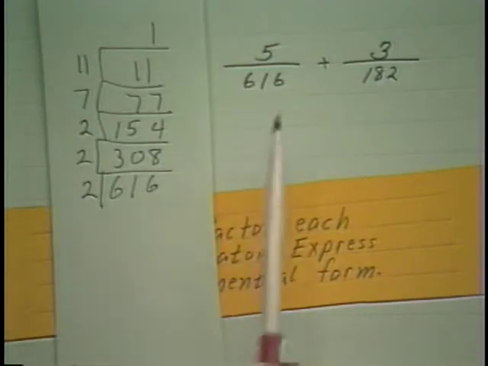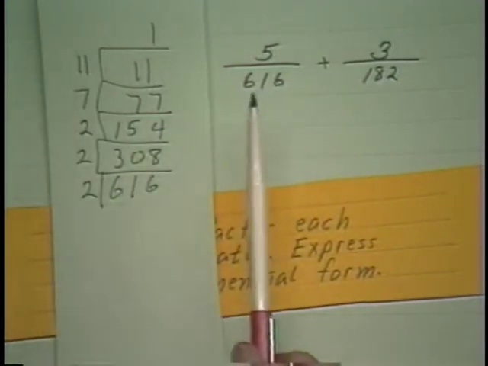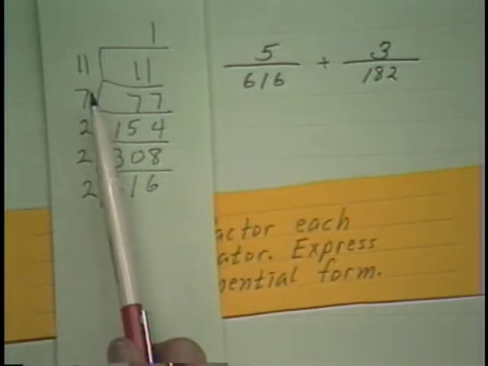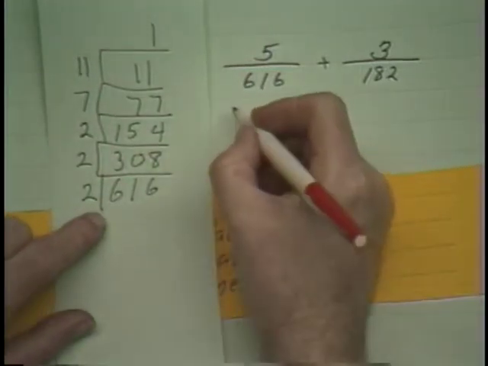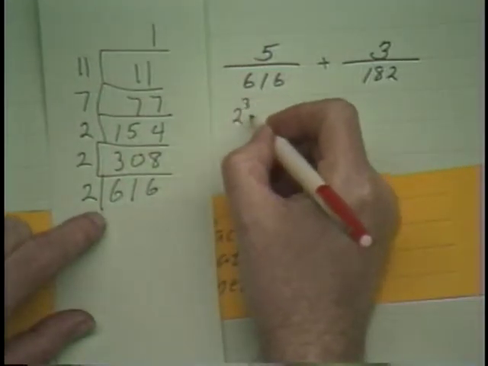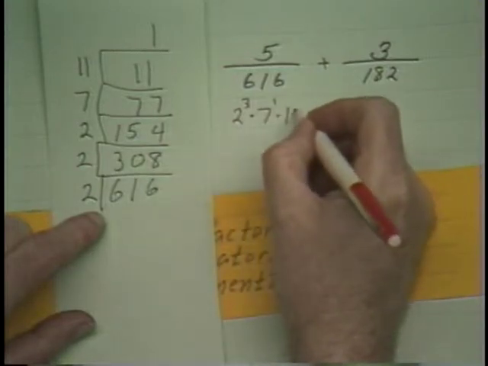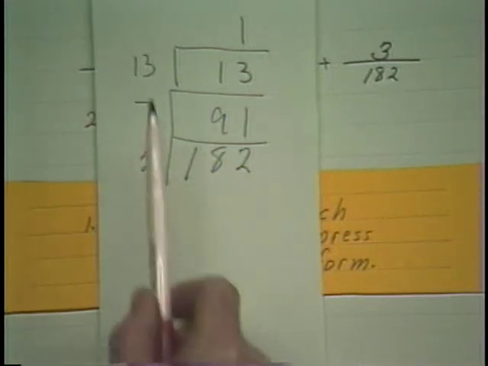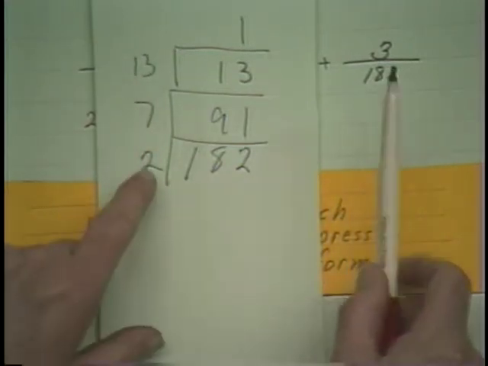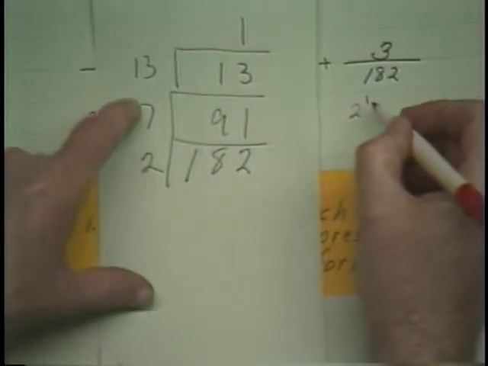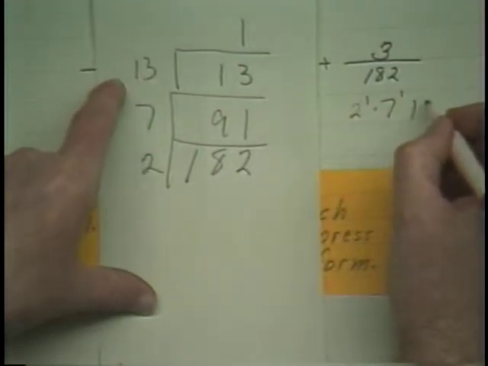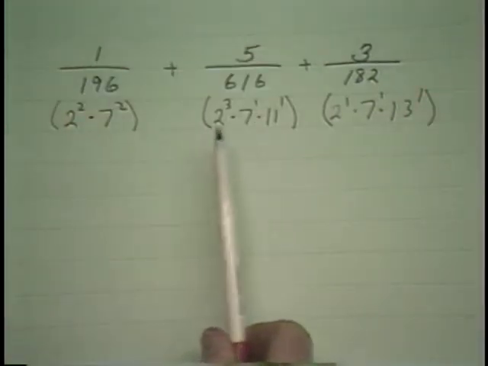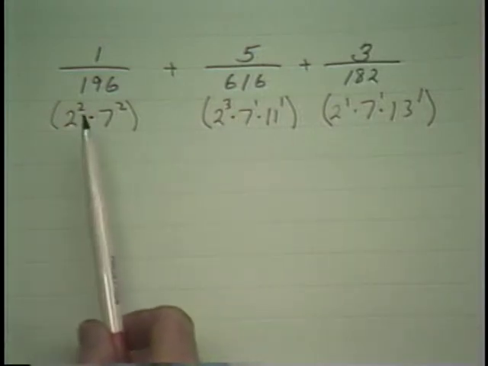And by repeated divisions by prime numbers into 616, you'd find 616 is 2 to the third power, 7 to the first, 11 to the first. So let's express that. And finally, by repeated divisions by prime numbers into 182, we get that it's 2 to the first times 7 to the first times 13 to the first. So here we have the three denominators in prime factored form.